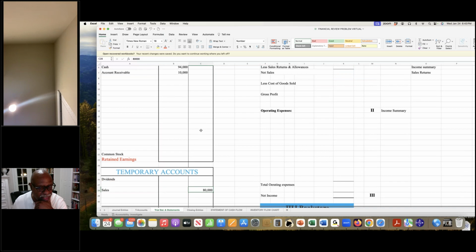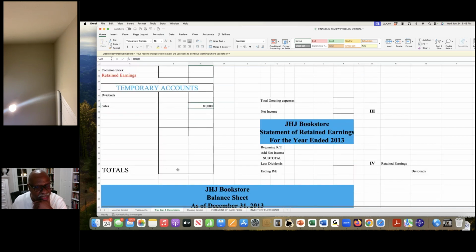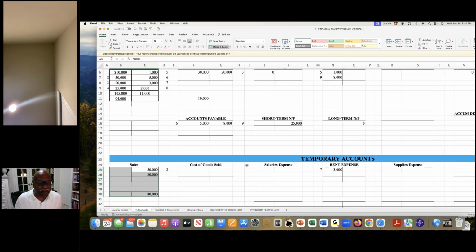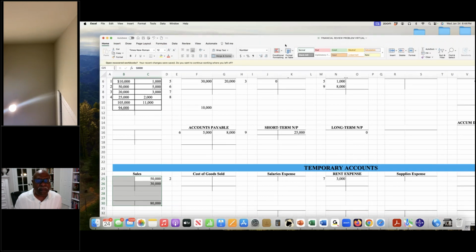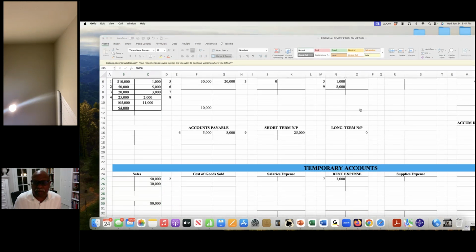Add up all the debits and credits and see if your totals come out equal on both sides. Your debits should equal your credits. If not, there's a problem. So going back to the T account, are we clear on what we're doing?